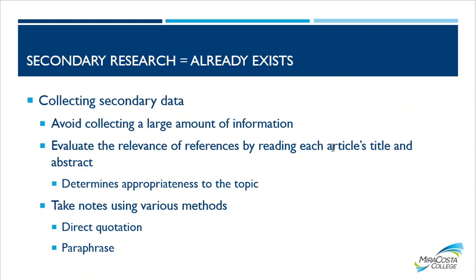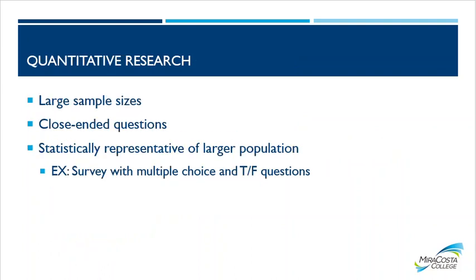So the secondary research already exists. Collecting secondary data. Avoid collecting a large amount of information. Evaluate the relevance of references by reading each article's title and abstract. This determines appropriateness to the topic. Take notes using various methods such as direct quotation or paraphrases.